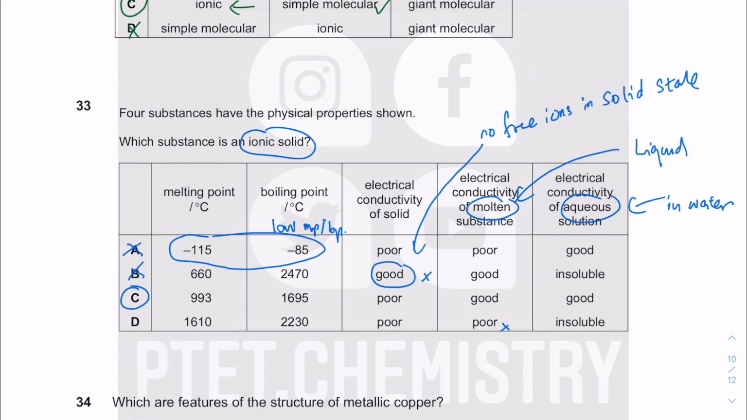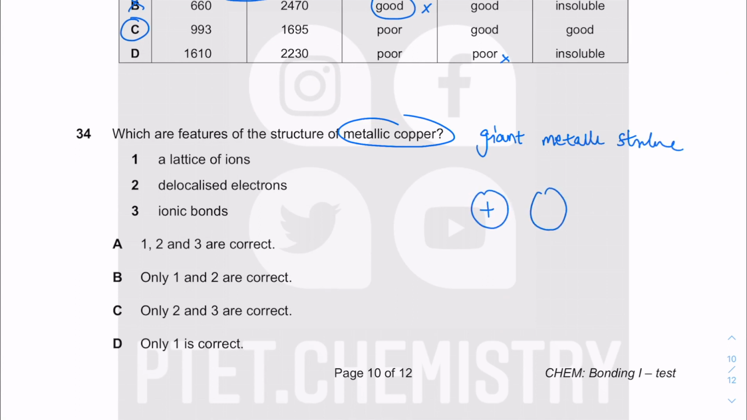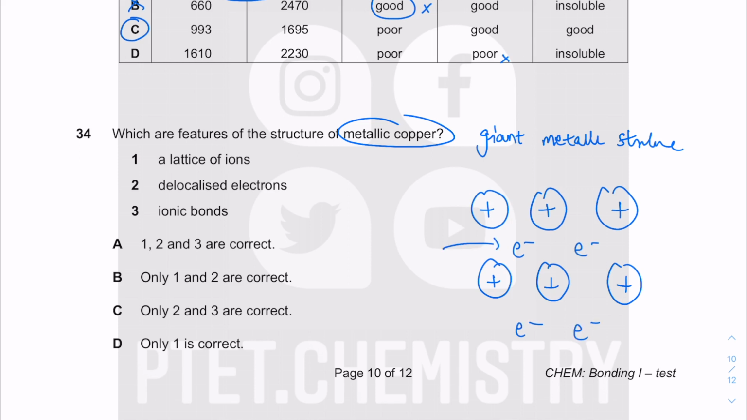All right, 34, we are looking for the structure of metallic copper. Very generous of them to even tell you it's metallic. So you have a giant metallic structure, which of course you should be able to sketch very easily, and also label, because it's easy to sketch. But without labels, you are not saying anything at all, okay?